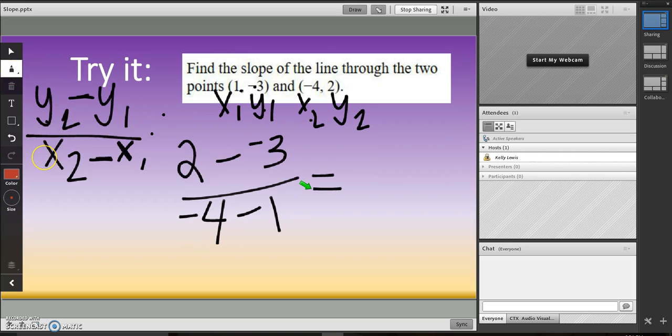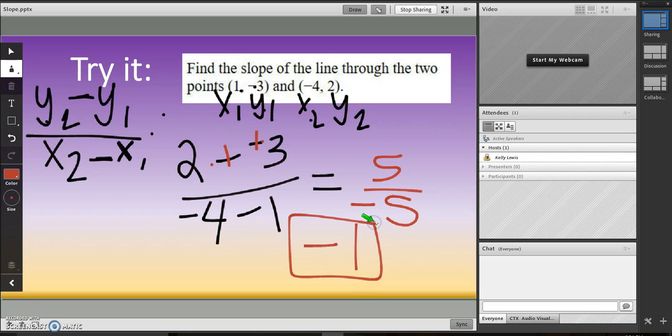All right, minus negative is the same as plus a positive. So 2 plus 3 is 5. And then negative 4 minus 1. So you owe me $4 and you owe me one more dollar, so you owe me $5. Okay, and 5 divided by negative 5 is negative 1. So the slope, the m value, is negative 1. Let's do another one just like it.